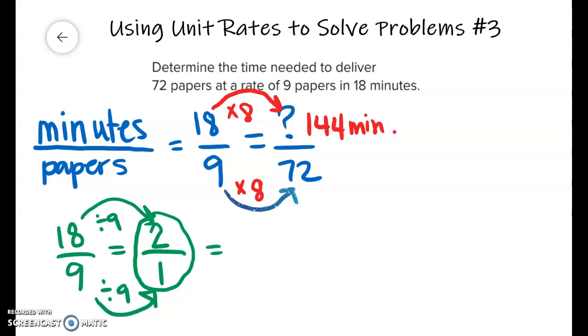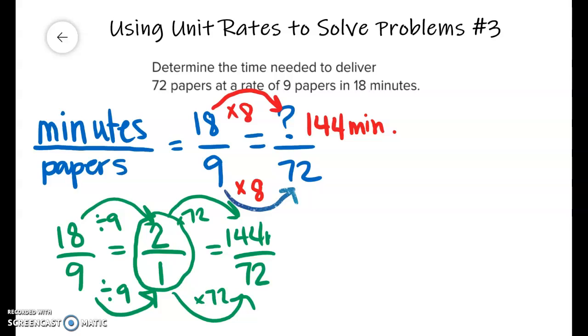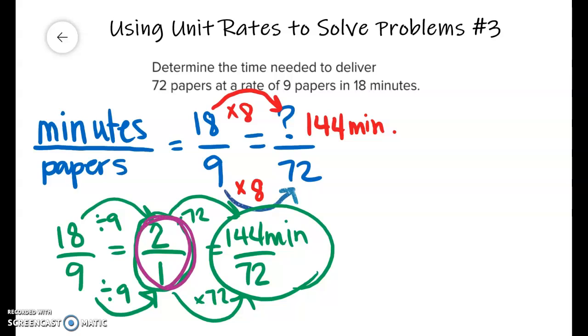And then we are finding out how much time does it take to do 72 papers. So 1 times 72, and then 2 times 72. I still get to my 144 minutes for 72 papers. So either way, you can use that unit rate, or if you can see how you can just change a 9 into a 72, just make sure you're keeping that relationship proportional and doing the same thing to the 18. So there you go. Here's example number 3.